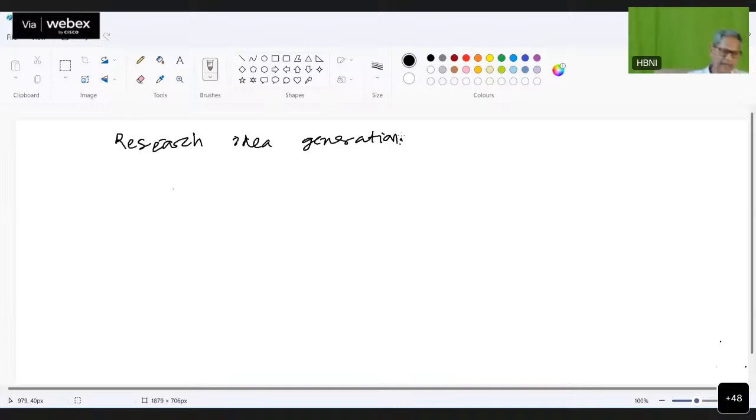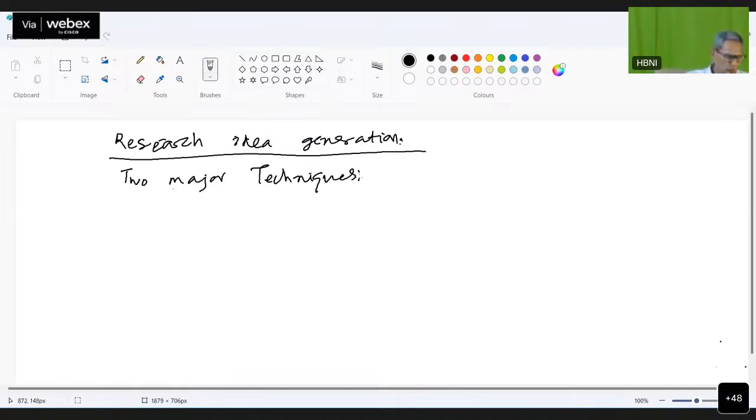So what are the methods of research idea generation? There are two major techniques. One is what I call rational thinking. Another one is creative thinking.